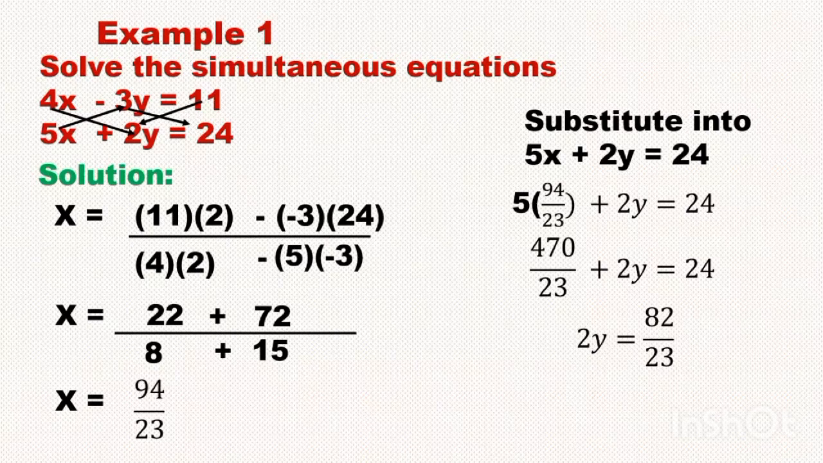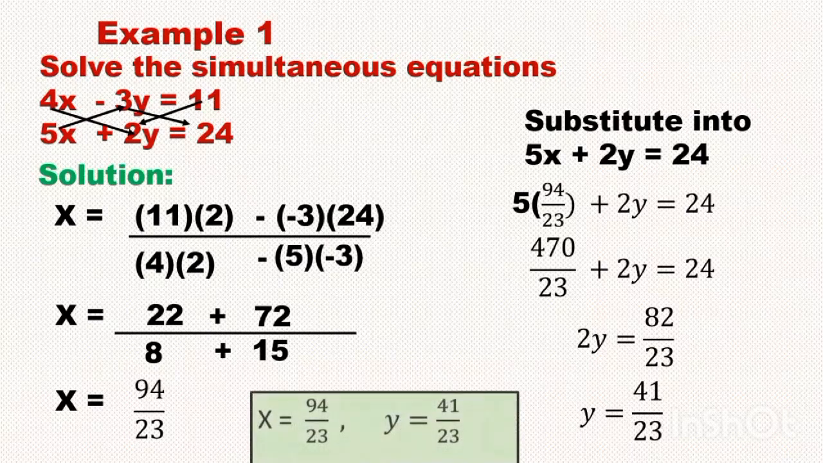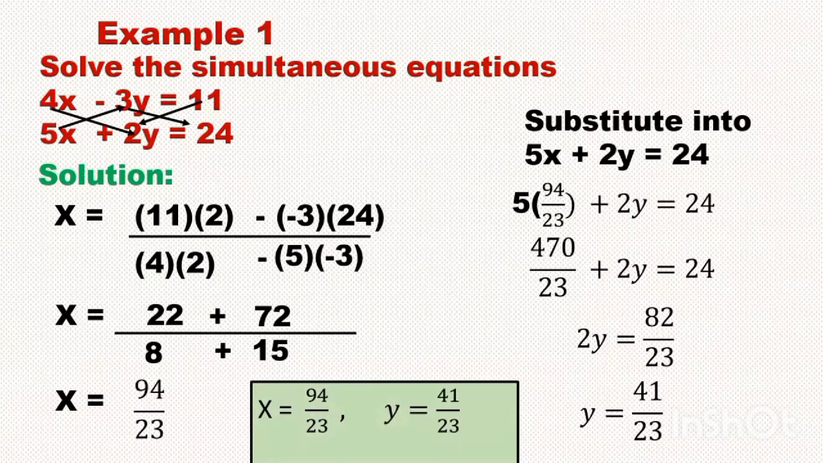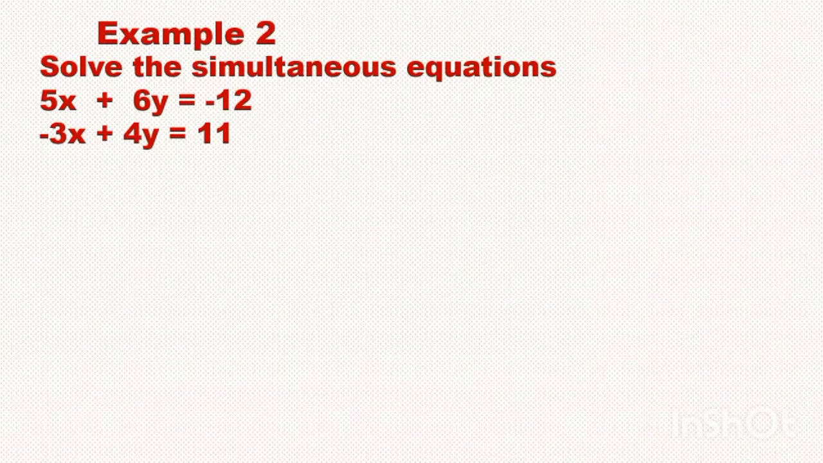So we have 2y equal to 2 over 23. To get the value of y, we divide both sides by 2, so y will be 1 over 23. So we've gotten x to be 64 over 23 and y to be 1 over 23.